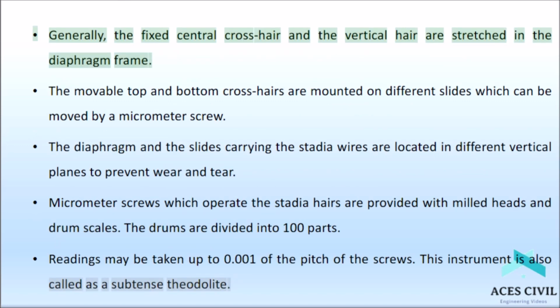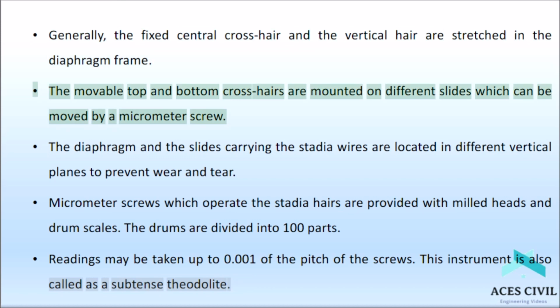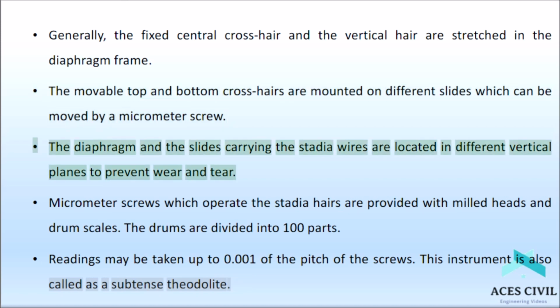Generally, the fixed central crosshair and the vertical hair are stretched in the diaphragm frame. The movable top and bottom crosshairs are mounted on different slides which can be moved by a micrometer screw. The diaphragm and the slides carrying the stadia wires are located in different vertical planes to prevent wear and tear.